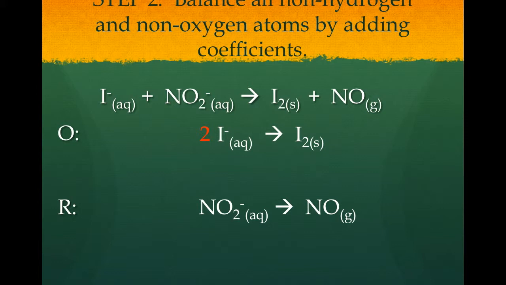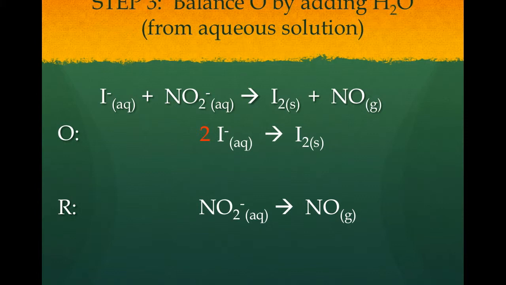So here is step 3. We're going to balance oxygen by adding water. Again, coming from that aqueous environment. In our oxidation half reaction, we don't have any oxygen, so this is not an issue. In our reduction half reaction, we have 2 oxygen in our nitrite, but only 1 oxygen in our nitrogen monoxide. Therefore, we have to add 1 water molecule to the product side so that we now have 2 oxygen on both sides of the equation. So this water came from that aqueous solution. We need that water in order to balance our oxygen.